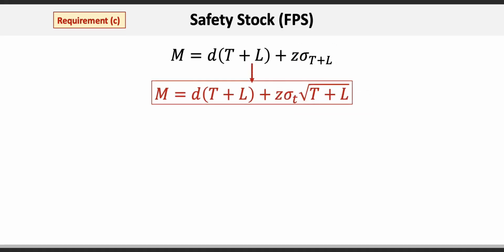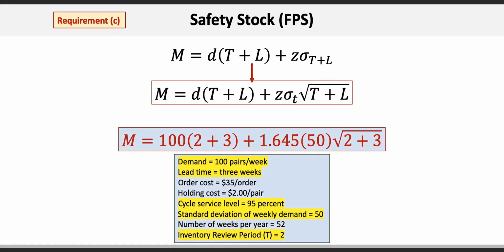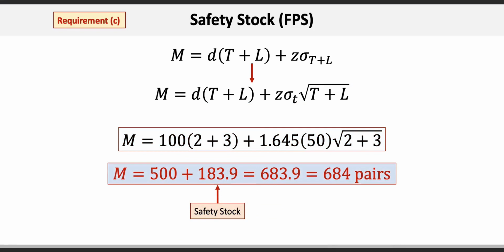So we can rewrite the formula to be M equals D times T plus L plus Z times sigma T times the square root of T plus L. M equals 100 pairs per week times the 2-week review period plus the 3-week lead time plus the 1.645 Z value at 95% service level times the standard deviation of 50 times the square root of the 2-week review time plus the 3-week lead time. So M equals 500 plus 183.9 equals 683.9 or 684 pairs. The safety stock here, which is really what we're asked to calculate, is 183.9 or 184 pairs.